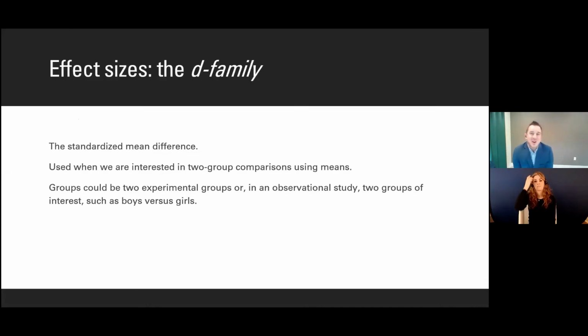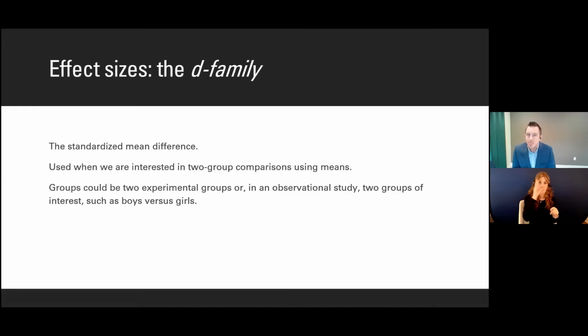Okay, so let's start with the D family, and this is the standardized mean difference. We're interested in the standardized mean difference if we are comparing two groups, and those two groups have an outcome that is continuous, and therefore we can calculate a mean for each group. This is the most common effect size that is used when we're looking at experimental groups, like an intervention and a comparison group, or if we're interested in comparing the differences between boys and girls.